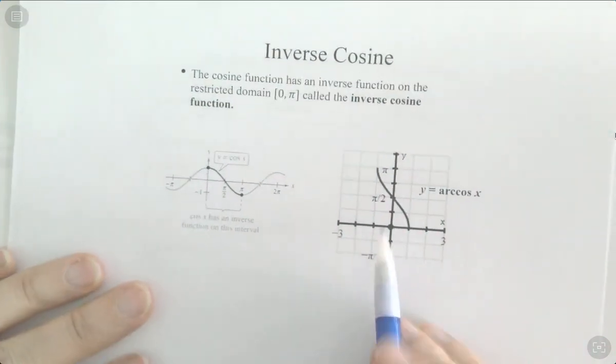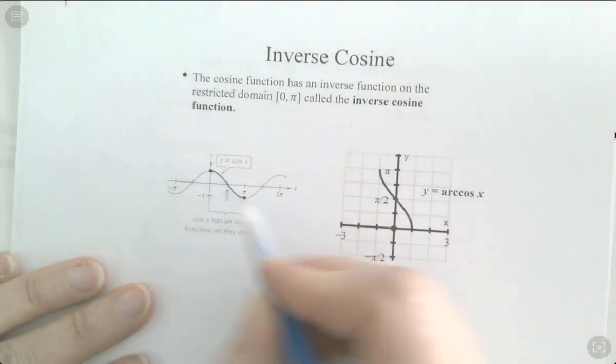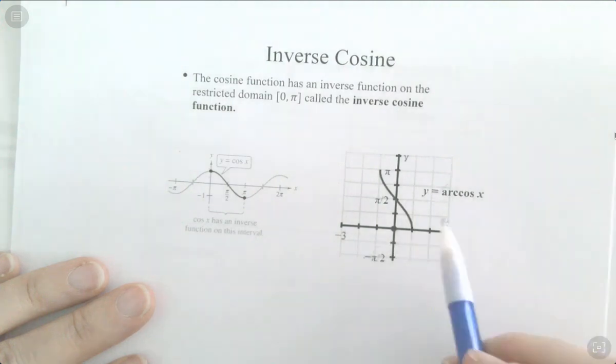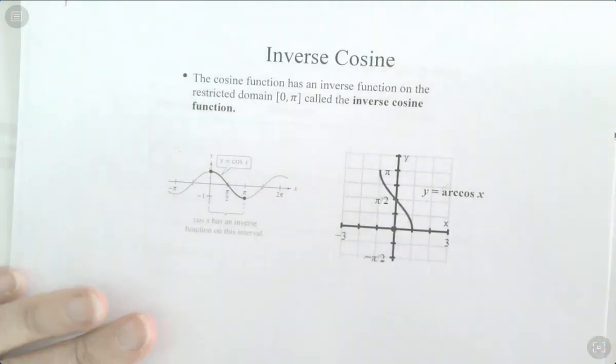And then if you were to take this little sliver and reflect it in the line y equals x, you're going to get this little sliver. Also, this looks like a worm.